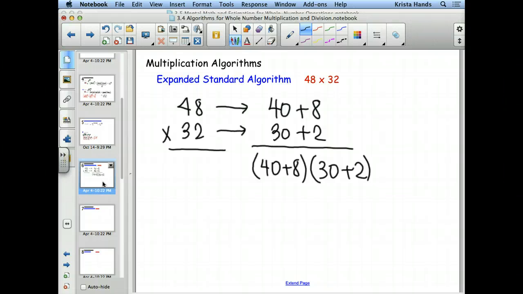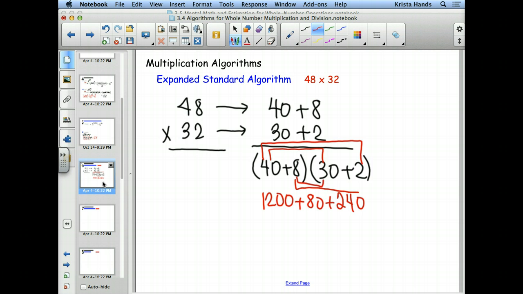So the next thing you could actually do is something that you guys learned in algebra called FOIL. Right? And it's just a glorified distribution is all it is. You're just multiplying every piece by every other piece. So you multiply the 40 times the 30, and what do you get? 1200. And then the outer terms, you'd multiply the 40 times the 2, and you'd get 80. Your inner terms, you'd multiply 8 times 30, and you'd get 240. And then the last terms, you'd multiply 8 times 2, and you'd get 16.